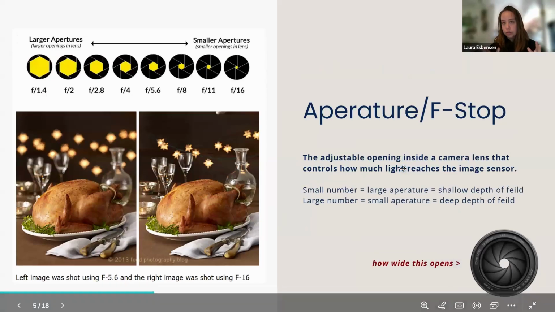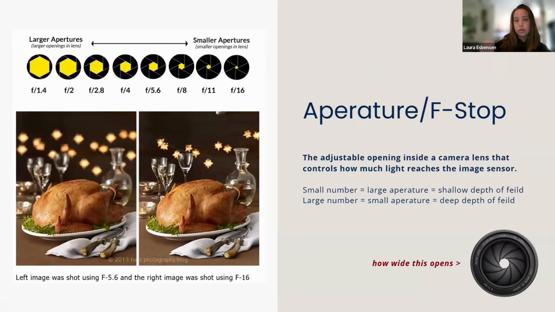Another one of the variables is the aperture or the f-stop setting. So this is how wide the opening goes. And as you can see on this diagram in the top left, the biggest aperture, 1.4 typically, it depends on your lens, is the smallest number. And then all the way down to the inverse of that, f-stop 16 is the smallest opening. So this controls how much light reaches the image sensor.